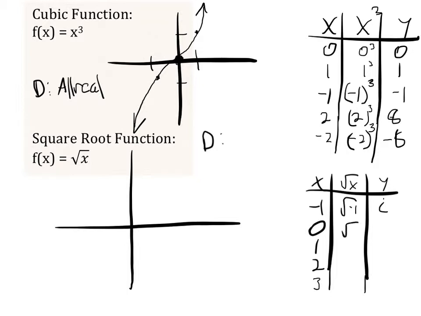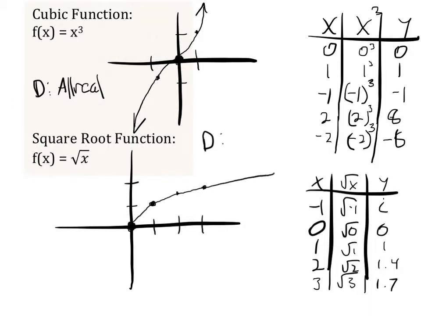Okay, so square root of 0 is 0, square root of 1 is 1. Square root of 2 is about 1.4, roughly. Square root of 3 is about 1.7, roughly. So we've got 0, 0, 1, 1, 2, 1.4, 3, 1.7. Just above 1.4. And this is going to go like this.